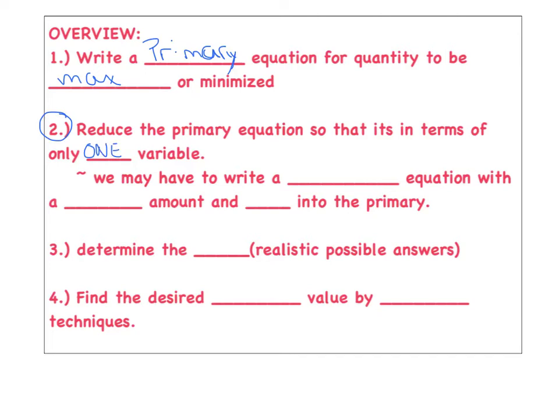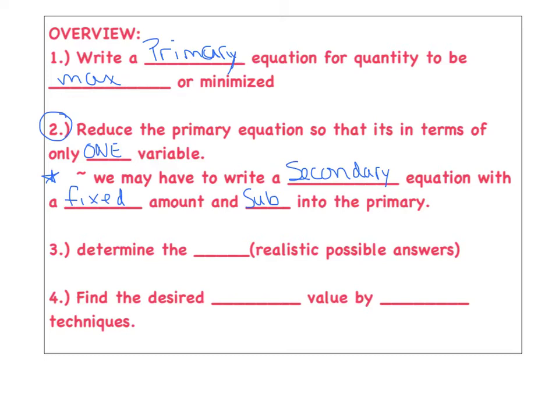And once in a while we'll get lucky and we'll start off with just one and we don't have to worry about this step. But I would say 90% of the time it's going to be in terms of multiple variables. And in order to combat that, we're going to write what I call a secondary equation with a fixed amount, and then we're going to substitute that into the primary so that we can, like we said, reduce it to just one variable. And again, if that sentence seems a little confusing, don't sweat it. When we jump into those first couple of examples, I think it'll make a lot of sense.